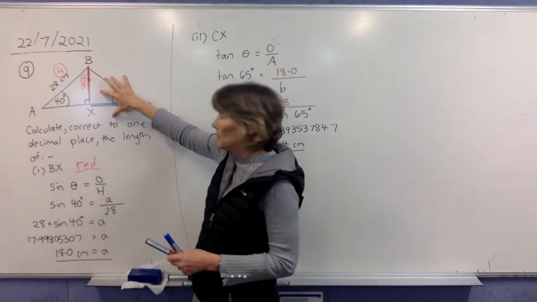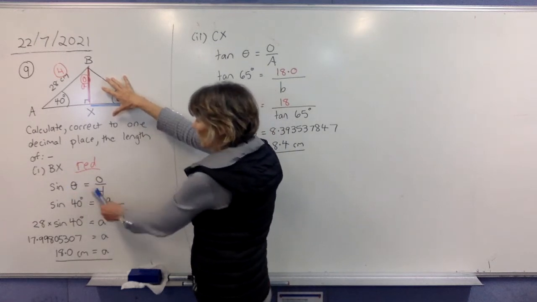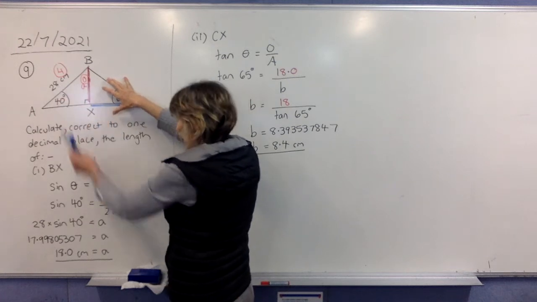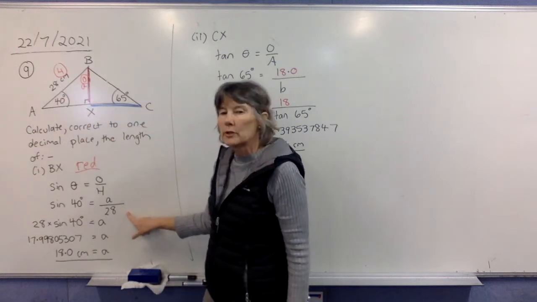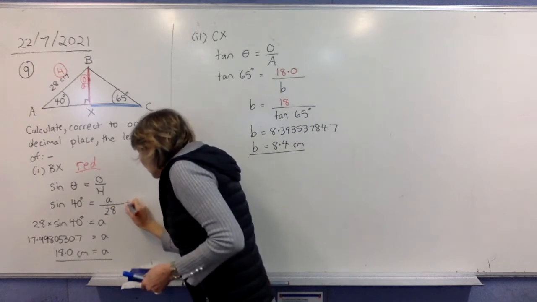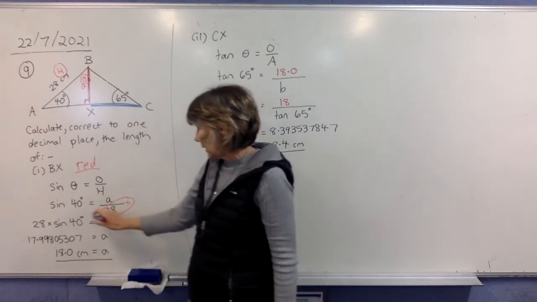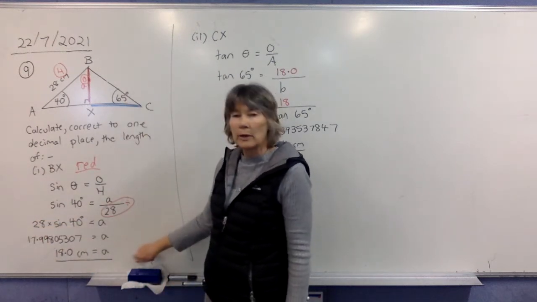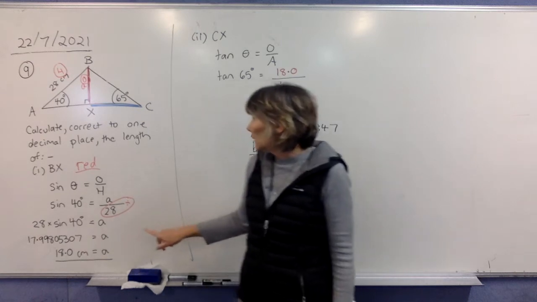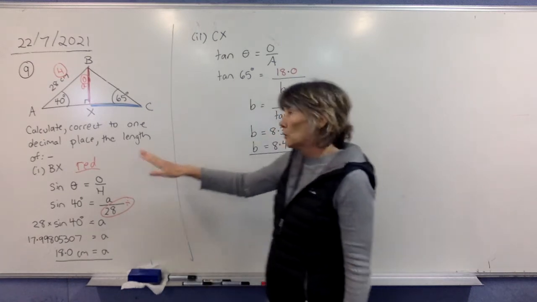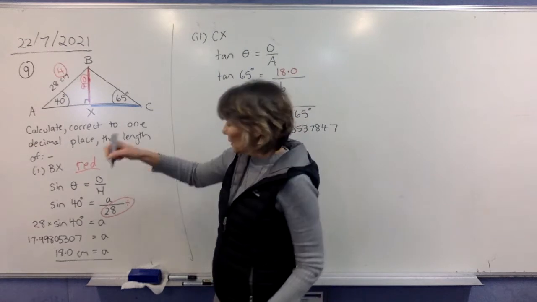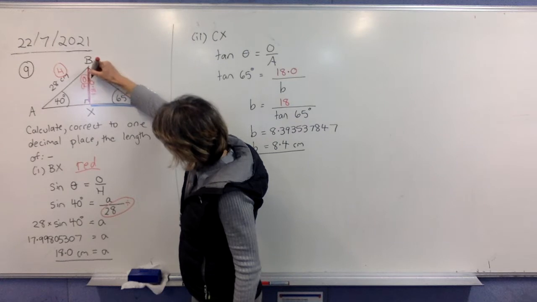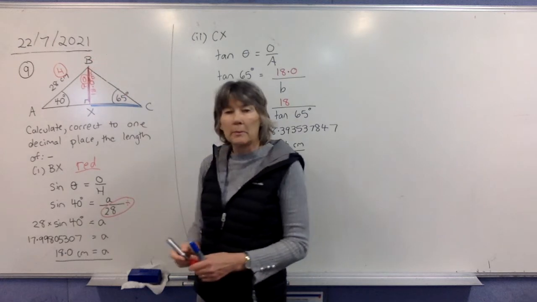So we are going to be using sine. So sine theta equals O over H. Sine 40 degrees equals A over 28. And then we're going to solve our equation. So we're getting rid of the divided by 28 by coming over here and timesing by it. And then put it in your calculator and round off to one decimal place. Now, when you get an answer like that for a two-part question, you can write that answer on. They wanted it to one decimal place, so we're going to write it on as 18.0 centimetres.